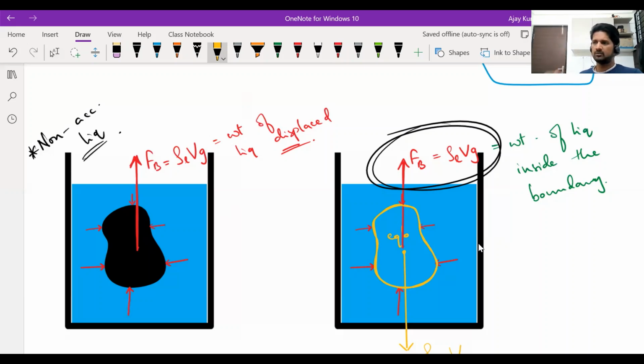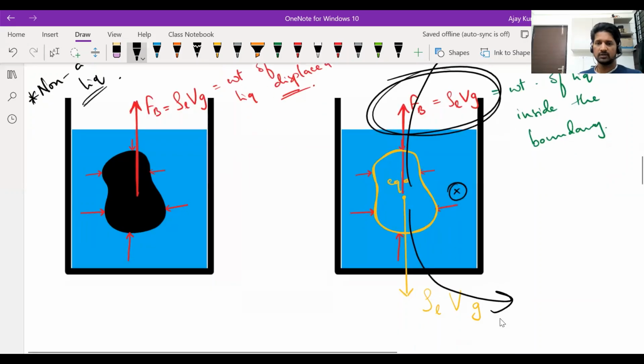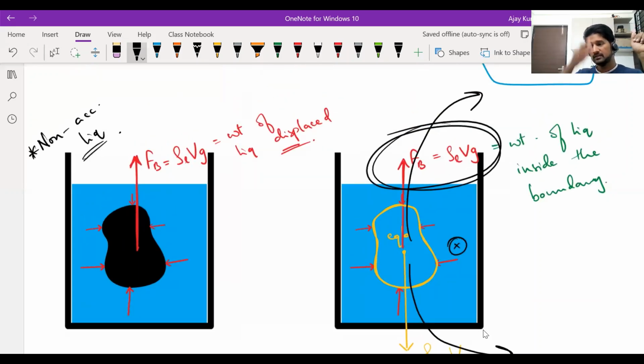Magnitudes are the same. Weight and buoyant force, they have the same magnitude. They are in opposite directions. Now you take an axis wherever you want. About that axis, whatever torque one force is creating, the same torque the other one should create. Only then that part of the liquid can be in equilibrium. And how is that possible? Their lines of action must be the same. Directions are opposite, line is the same.